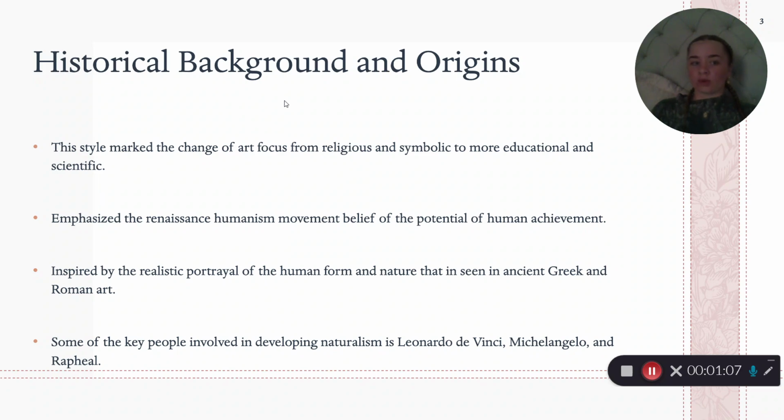Historical background and origins. This style marked the change of art focus from religious and symbolic to more educational and scientific. It emphasized the Renaissance humanism movement belief of the potential of human achievement. It was inspired by the realistic portrayal of the human form and nature that is seen in ancient Greek and Roman art. Some of the key people involved in developing naturalism are Leonardo da Vinci, Michelangelo, and Raphael.